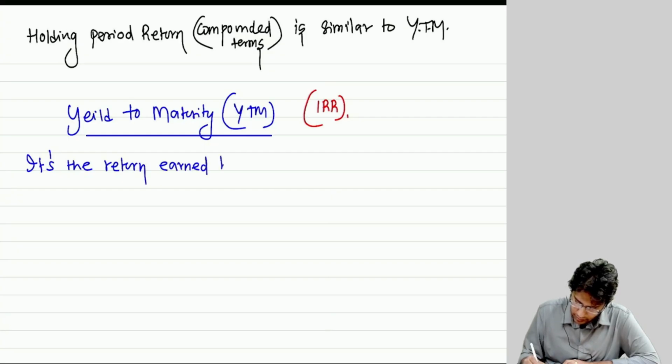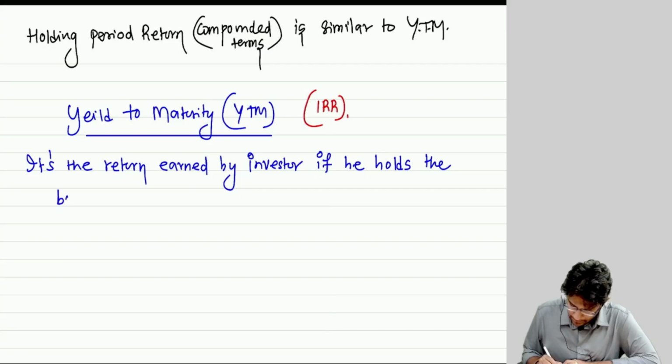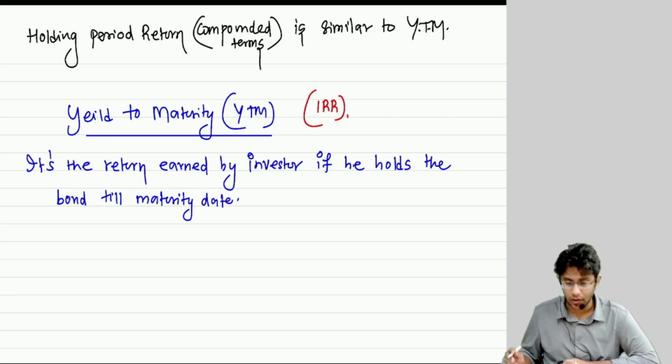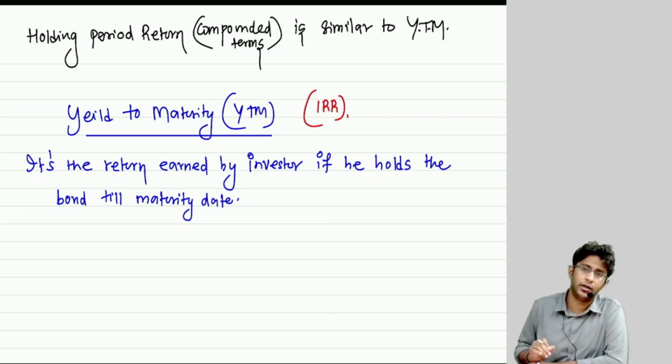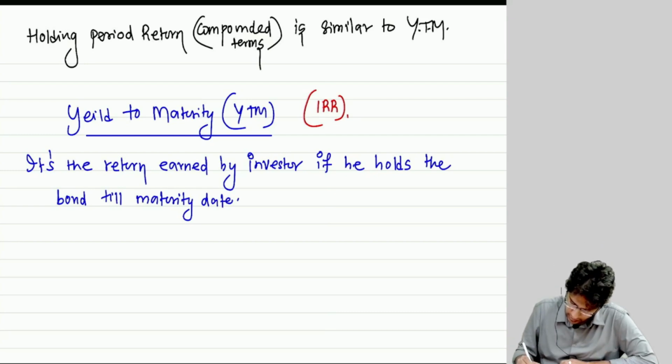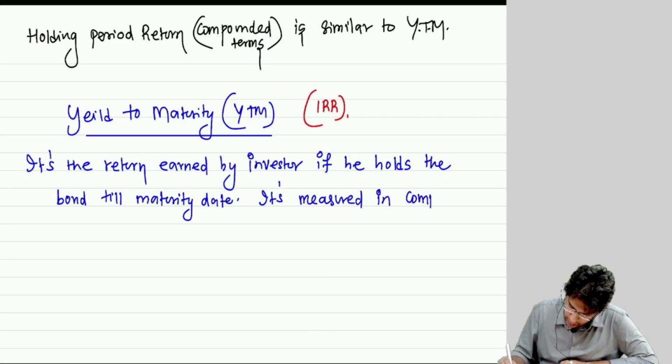Now the formal definition is, it is the return earned by an investor if he holds the bond till the maturity date. If you hold the bond till the maturity date, the overall return earned by the investor is called YTM. It's measured in compounded terms.